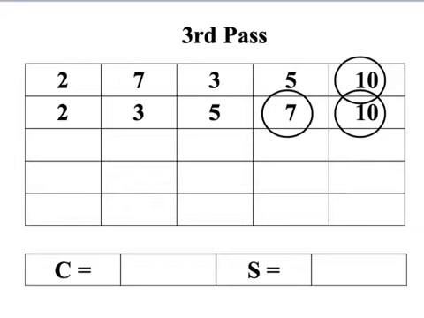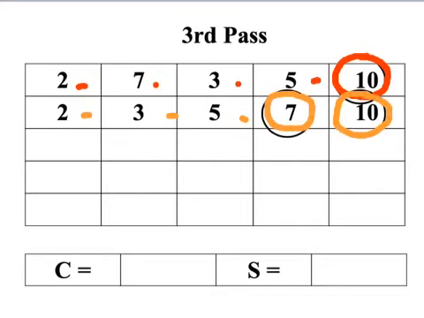Now at this stage, it's absolutely essential that we do a final pass, and I should explain why. After the first pass, we had the numbers 2, 7, 3, 5 and 10, and 10 became fixed, and I've just done the second pass, and the order of numbers at the end of the second pass was 2, 3, 5, 7, 10, so 7 and 10 are fixed.